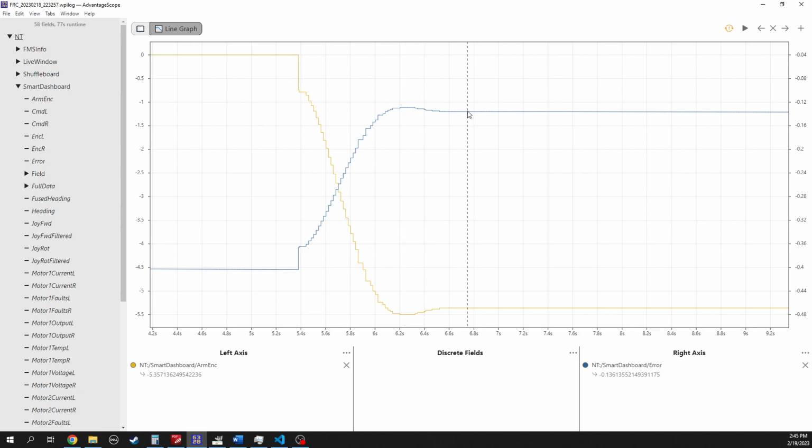So when you get the integral in there, the integral will try to close this loop and get rid of this kind of offset between the current set point and where you want it to be. So anyways, that's a PID controller.